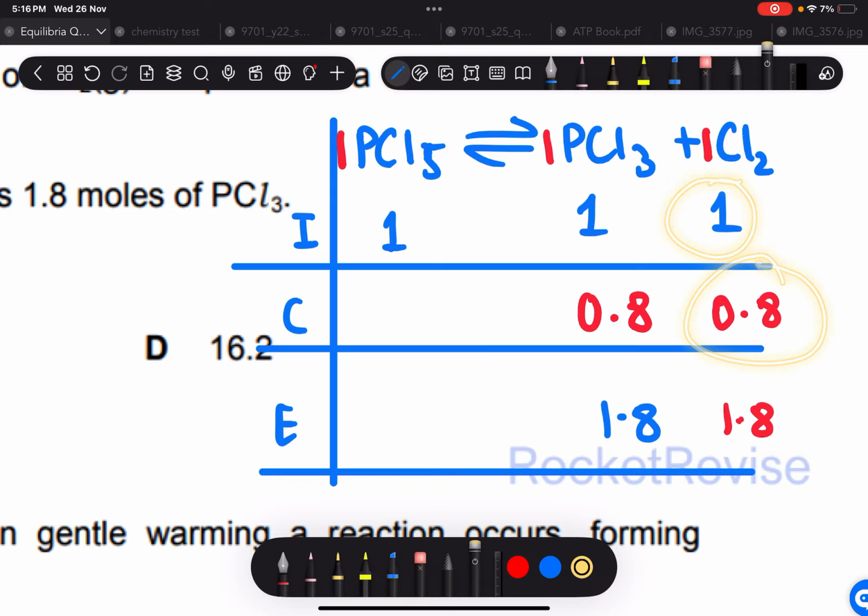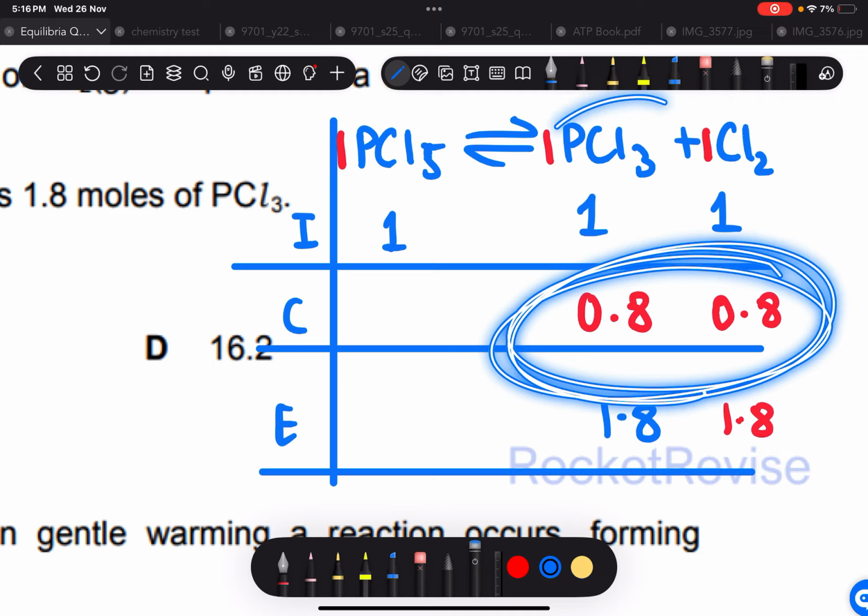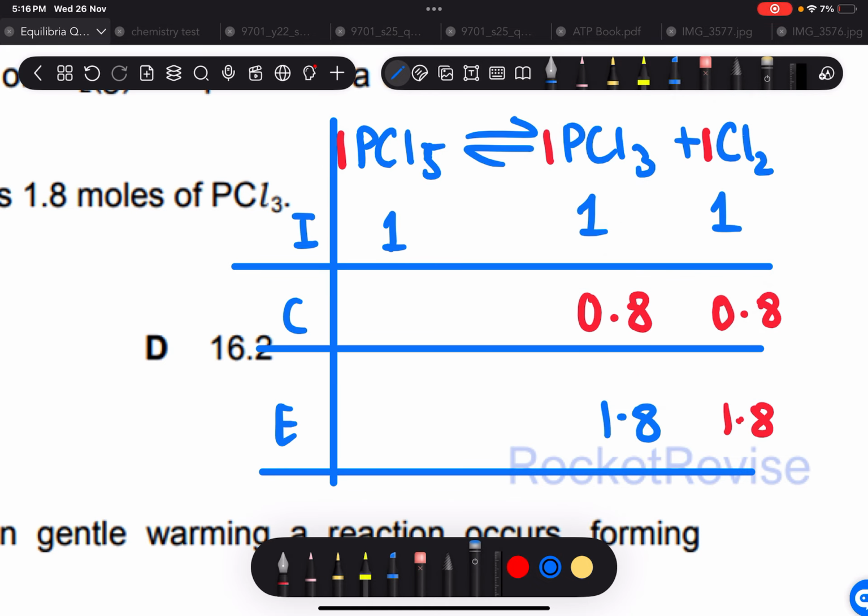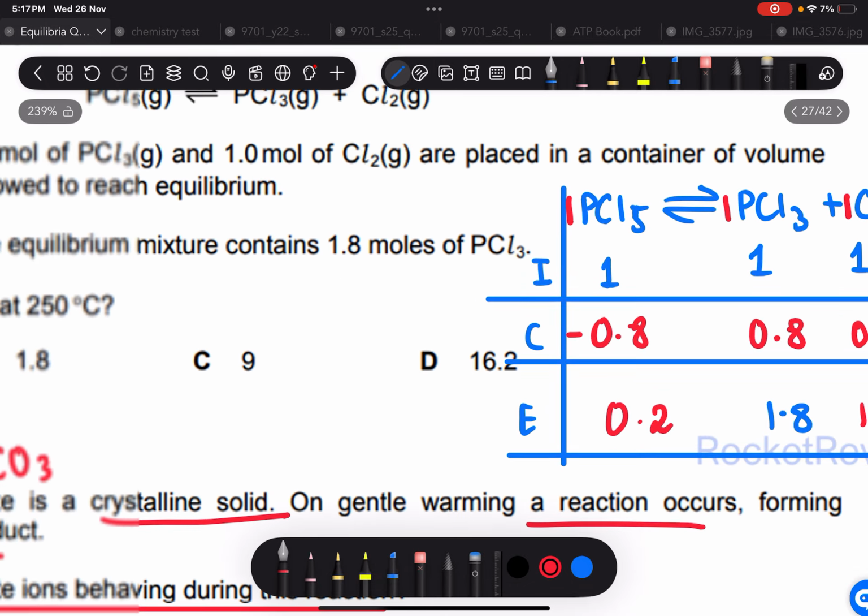And if 0.8 moles of PCl3 are formed, then since it's 1:1, 0.8 moles of PCl5 are going to be utilized. I hope you get it. So 0.8 moles of this are going to be utilized, so there's going to be a negative sign. So 0.2 moles of this are going to be left at equilibrium, 1 minus 0.8.